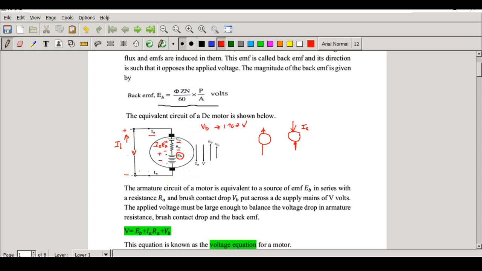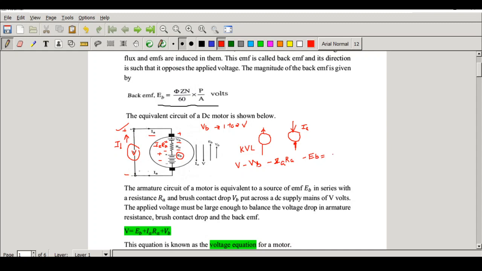Okay. Now let's apply Kirchhoff's voltage law and write the equation for this equivalent circuit. So applying Kirchhoff's voltage law, we will start from the input voltage, that is V. Okay. So V, this is plus and this is also plus. So it will be V minus VB minus IA RA minus EB is equal to 0. So this is the equation which we get after applying Kirchhoff's voltage law.